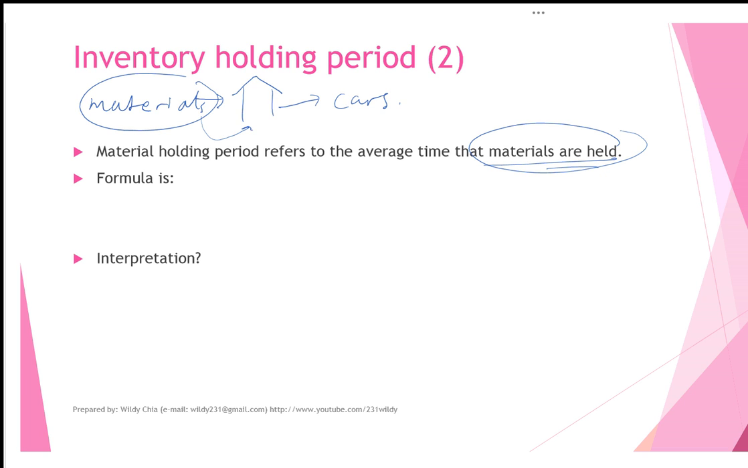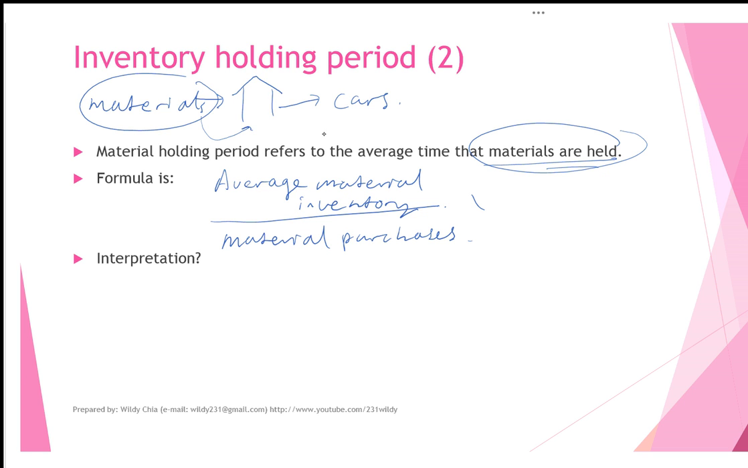How long these are held before they are used for production. The formula that we usually use to calculate material holding period is to take, simply put, the average material inventory, divide that by material purchases, multiplied by 365. Now it can be 365 or it can be 52, depending on whether you want to measure this in days or weeks, but that doesn't really matter, right?